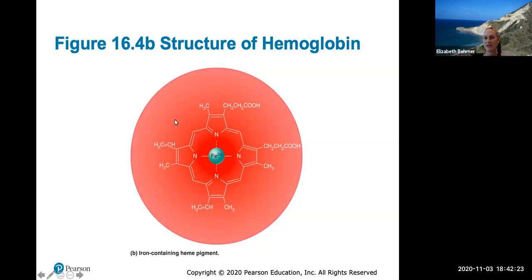Here's another look at the hemoglobin molecule with iron in the middle. So iron is an important element to hemoglobin. So we'll talk about people who are anemic, and sometimes low iron has to do with that because iron is important in the hemoglobin structure.